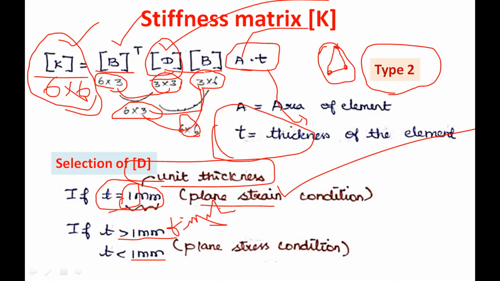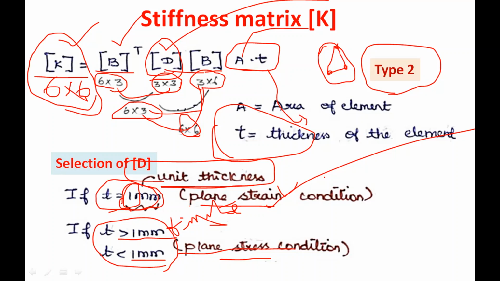For finite thickness, we can use the plane stress condition, because what is plane stress condition? For small thickness, we can assume the plane stress condition. That is why for any finite thickness value less than or greater than 1, we can choose the plane stress condition. If it is a 1 mm thickness, then we are assuming it is a unit thickness specifying the plane strain condition. That we have to know when we solve the problem.